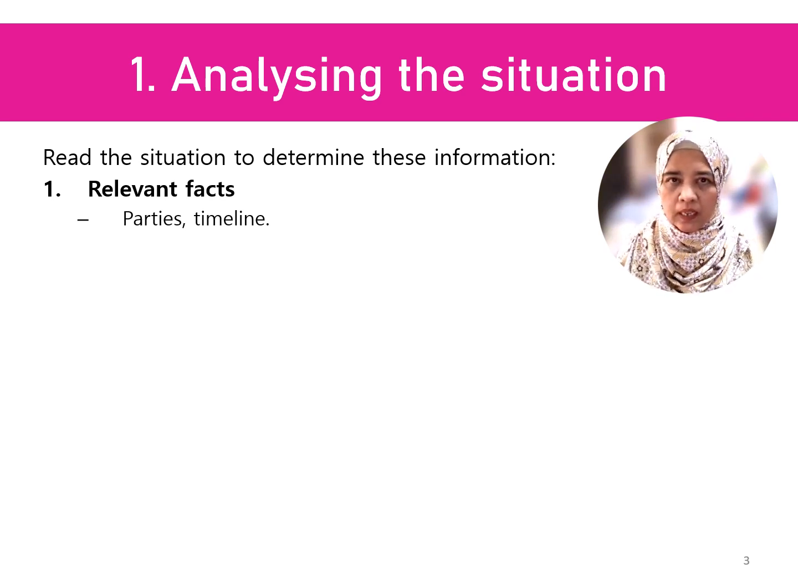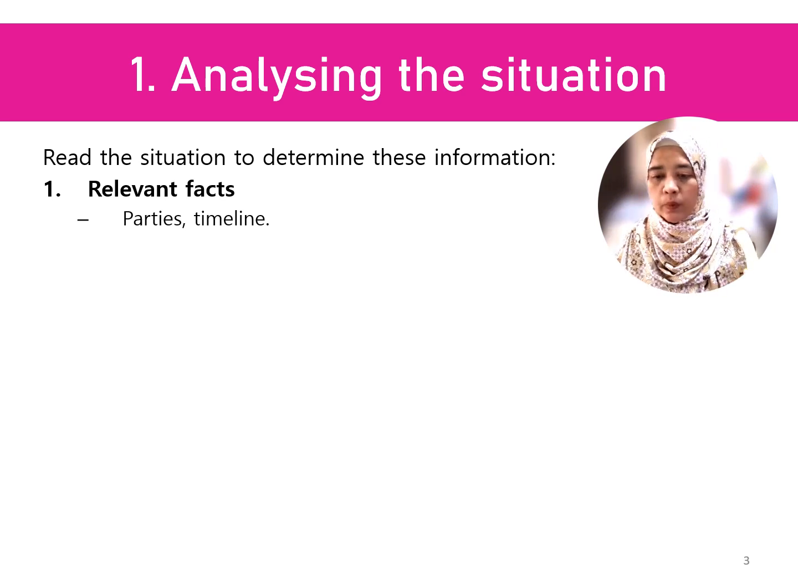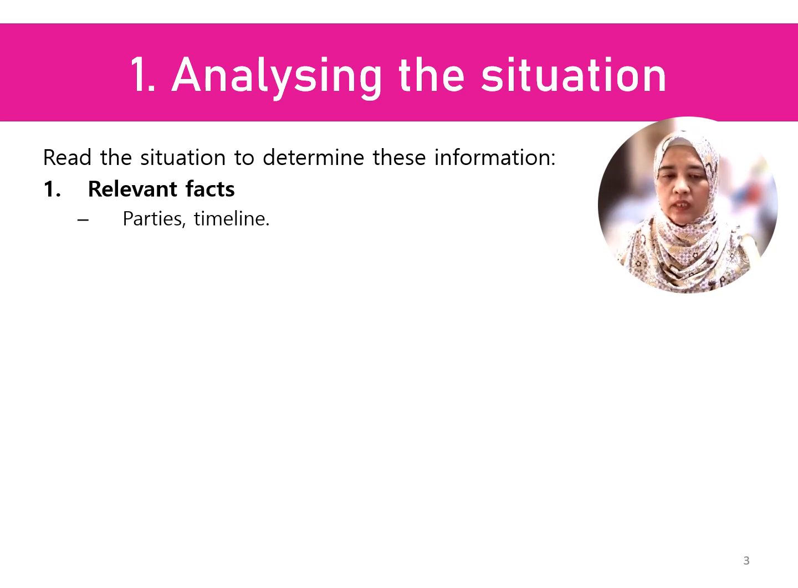So is it between A and B? A is a person, B is a person, or A is a company, B is a person, or is it between an individual and a local authority? Determine that first. Use your pen or pencil to underline, highlight or jot down who the parties are. Also the timeline. When you read, pay attention to the grammar, for instance whether the situation is ongoing or in the past. What kind of timeline are we talking about? Is it over a period of time, or is it something that has occurred before? And when? Is it this year or last year? So establish the parties and also the timeline first.